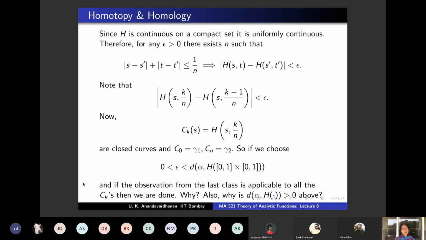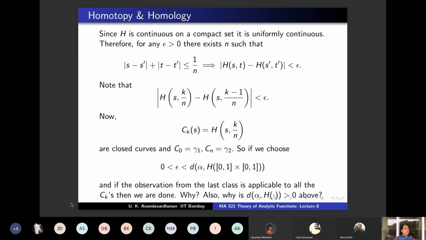So everything is okay. This would have been the proof, but not quite because of this sentence. I wrote here that if the observation from the last class, which is that lemma, is applicable to all the CKs. So there's a question here, right? It is not quite applicable to all the CKs. Why is that? Can someone tell me? The lemma that we proved is not really applicable to these CKs as we have done it. Why is that?